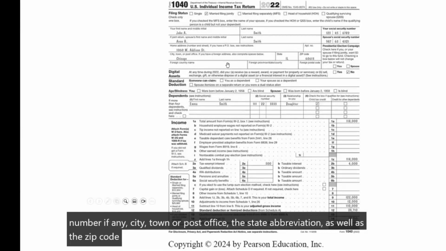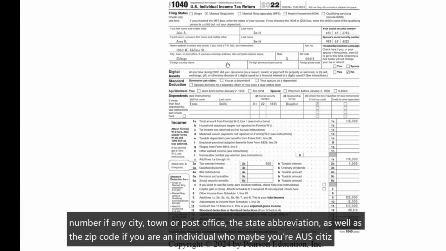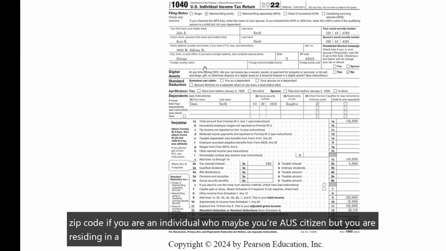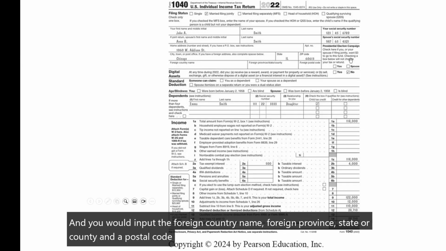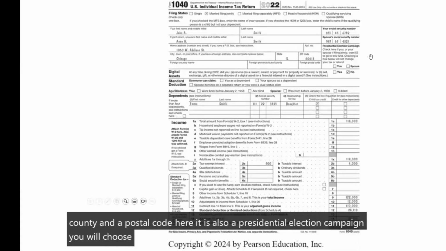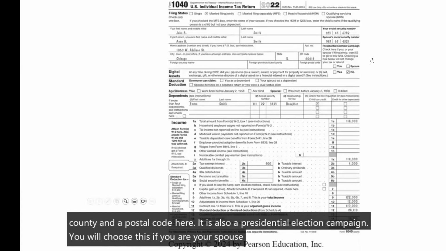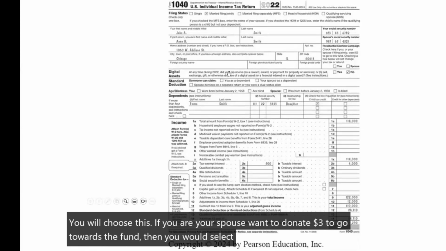If you are an individual who maybe is a US citizen, but you are residing in a foreign country, you would input the foreign country name, foreign province, state, or county, and the postal code. Here, there's also a presidential election campaign. You will choose this if you or your spouse want to donate $3 to go towards the fund. Then you would select the checkbox.